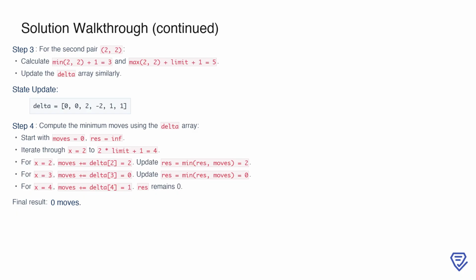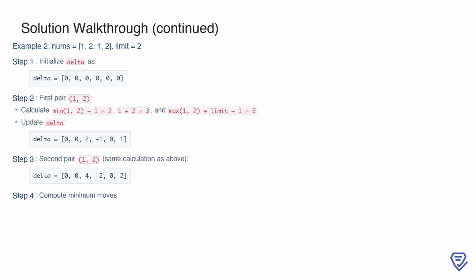We initialize moves to 0 and res to infinity. We then iterate through all possible sums from 2 to 2 * limit plus 1, which is from 2 to 4 in this case. For each sum x, we accumulate the value from delta[x] into moves and update res as the minimum of its current value and moves. At x equals 2, moves becomes 2, and res is updated to 2. At x equals 3, moves remains 2 after adding delta[3], so res is updated to 0. At x equals 4, moves increases to 3, but res remains 0. Therefore, the minimum number of moves required for this example is 0.